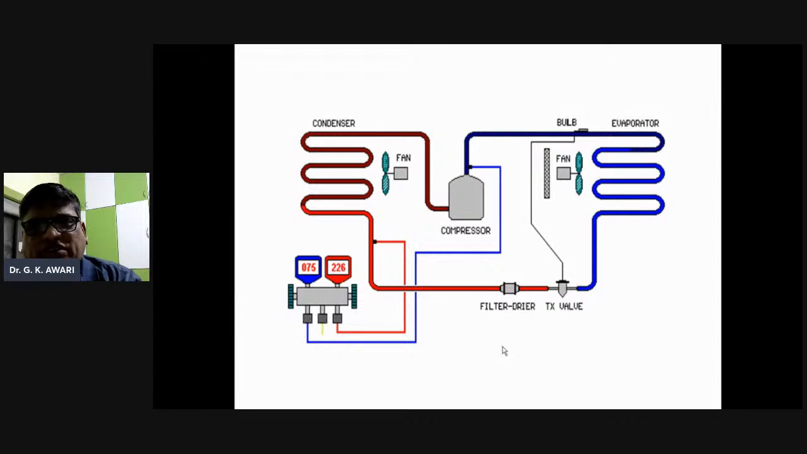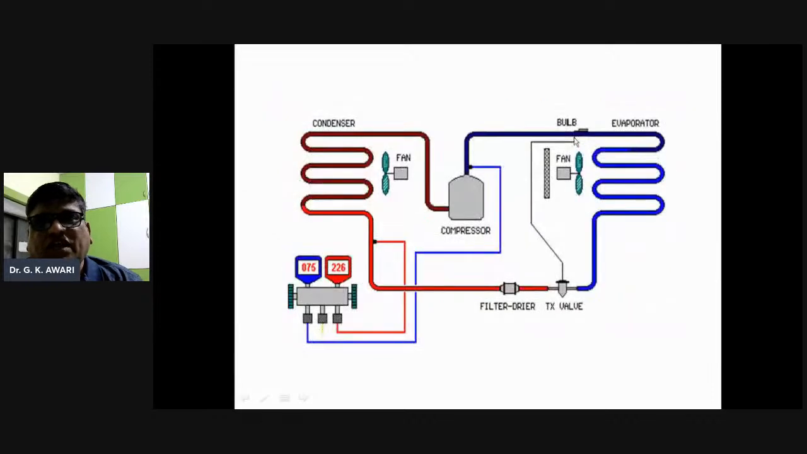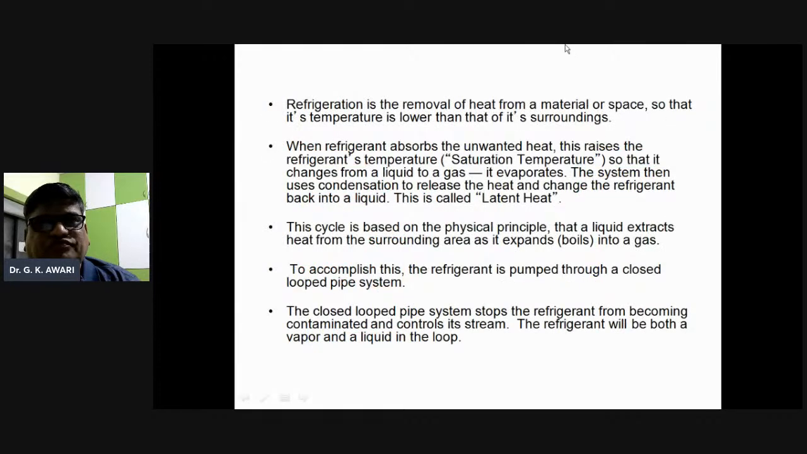Now look at this one. The evaporator: the bulb is kept over here to monitor the temperature. Okay, and this portion is the fan, then the condenser, and after the evaporator it goes to the compressor, and then the condenser, filter dryer, and then again the evaporator.